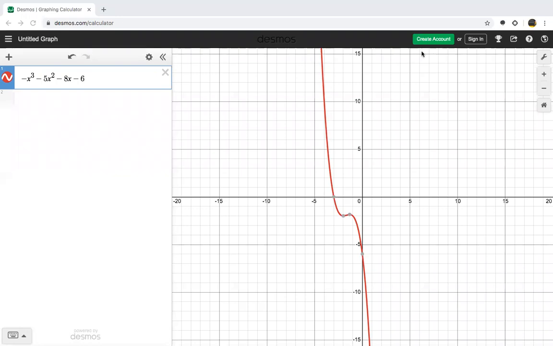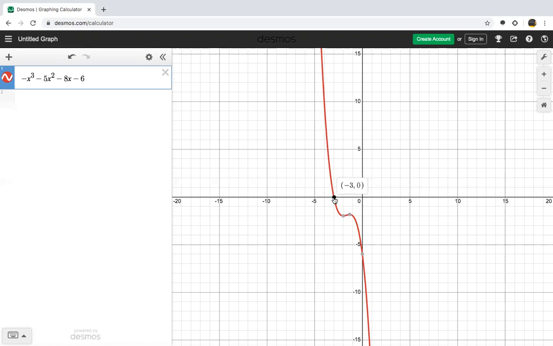Next, we will look at one final example. This time, our function is negative x cubed minus 5x squared minus 8x minus 6. Take a look here. We have the cubic nature of the graph, but this time, using Desmos, you'll notice that the only place that this function crosses the x-axis is at negative 3. Okay, that's one real 0. It's real because you see it cross the x-axis.